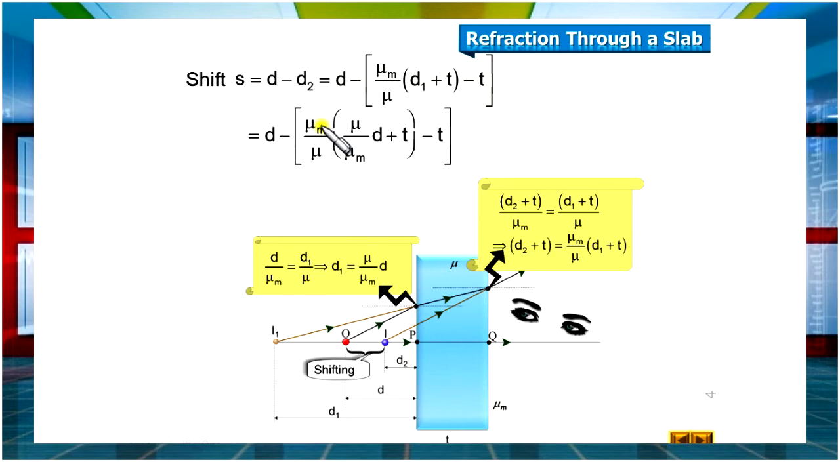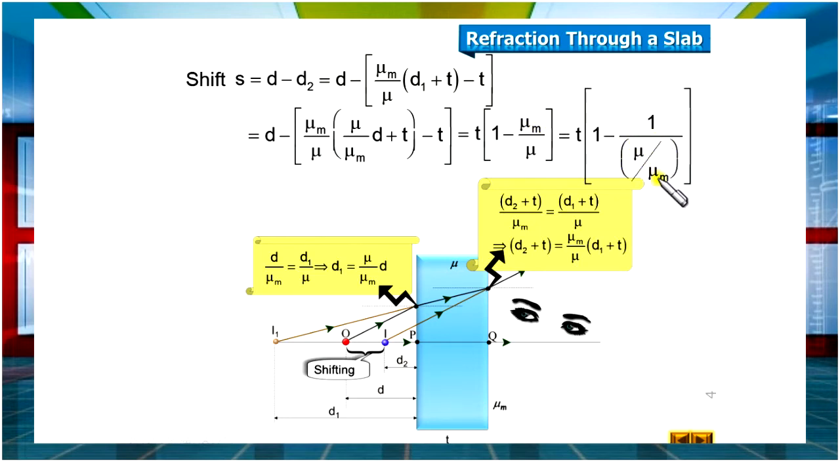Now we can solve this equation. If we multiply mu m divided by mu into the bracket term, this will get cancelled. We will have the term d only, and here it is t multiplied by mu m divided by mu. If we multiply with the negative sign, d and d will get cancelled, and minus minus will become positive. So this is equal to t minus t multiplied by mu m divided by mu, and if we take t common, we can rearrange this equation. We can write this as t multiplied by (1 minus 1 divided by mu r). We know this term, mu divided by mu m, is nothing but the relative refractive index of the slab material with respect to the external medium.